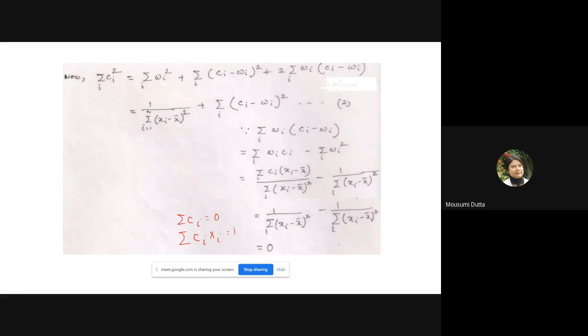So can we write this? Basically it is summation Ci xi minus x bar summation Ci. X bar summation Ci is 0 and summation Ci xi is equal to 1. So that generates the first term to be equal to 1 by summation xi minus x bar whole square. So since both the terms are same, the value is equal to 0. So summation Ci square is equal to this one.